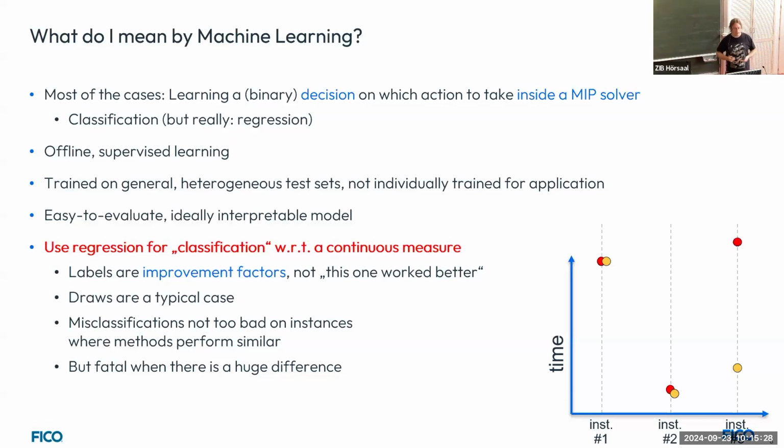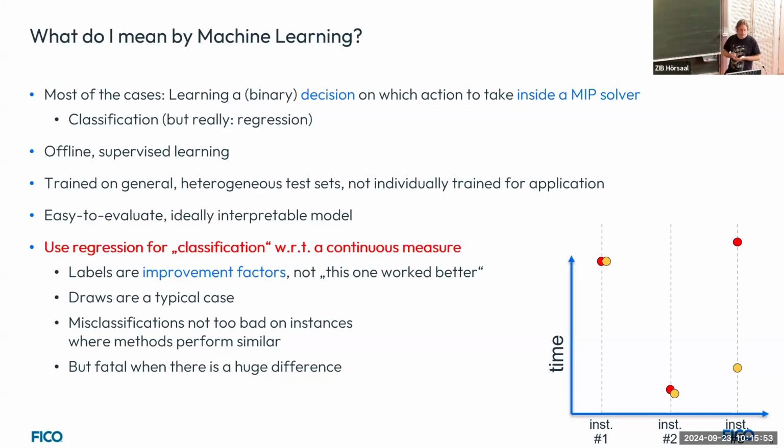So there's a better signal, more information in this. And very importantly, draws are a very typical case. So it doesn't really matter which of the two algorithms you choose, for various reasons. If you did a classification, you would still have to assign it to one of the two classes. I mean, there's also ways around this.